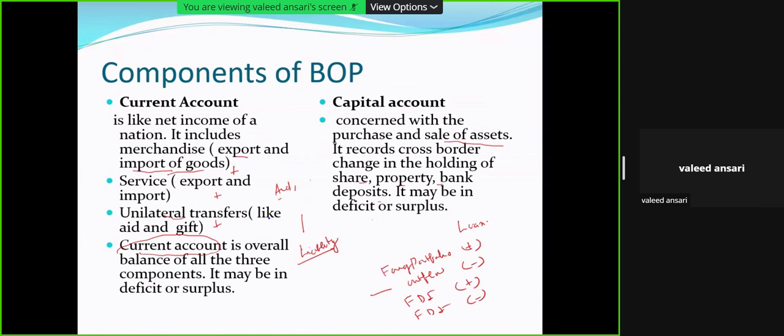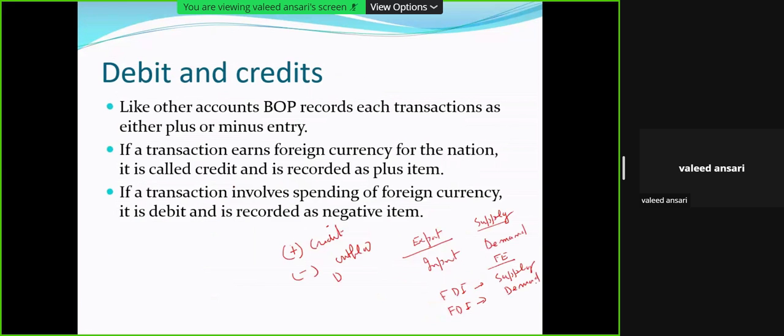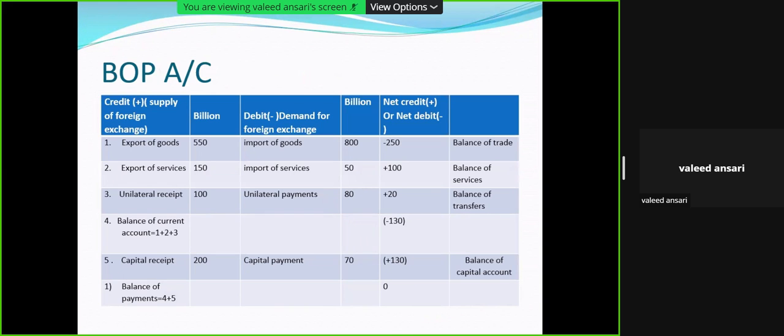Now, when we sum up the current account and capital account, that is called the balance of payment. The word balance means that the balance of payment always balances. Why? The reason I will explain to you. Let us take a concrete example.